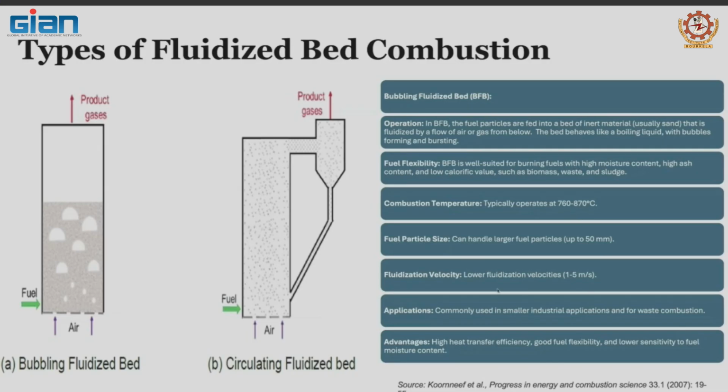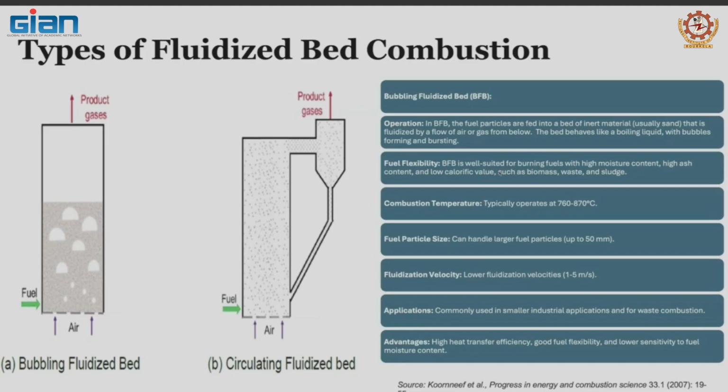You can use lower fluidization velocities. Why is it important to use lower fluidization velocities? Then you don't have to have very large blowers, because these are high capacity, high pressure blowers. They're very expensive as a capital cost, but also very expensive to operate. It requires a lot of electricity. But nevertheless, you can reach high heat transfer rates and efficiency, and they are less sensitive to the fuel moisture.